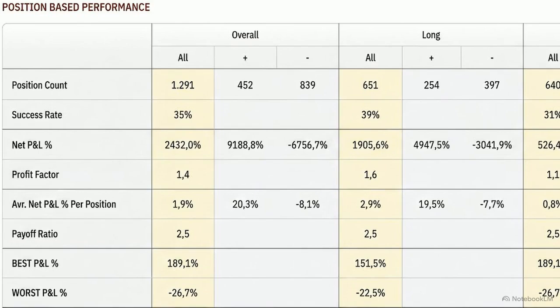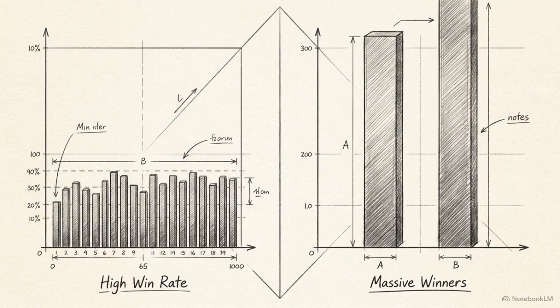Here is a position-based performance scorecard. You can locate the rows for success rate, profit factor, and payoff ratio stacked neatly on the left side. Reading these together in the overall column gives an immediate diagnostic on the health of your strategy. You can see instantly if a high win rate is masking tiny profits, or if a low win rate is supported by massive individual winners.